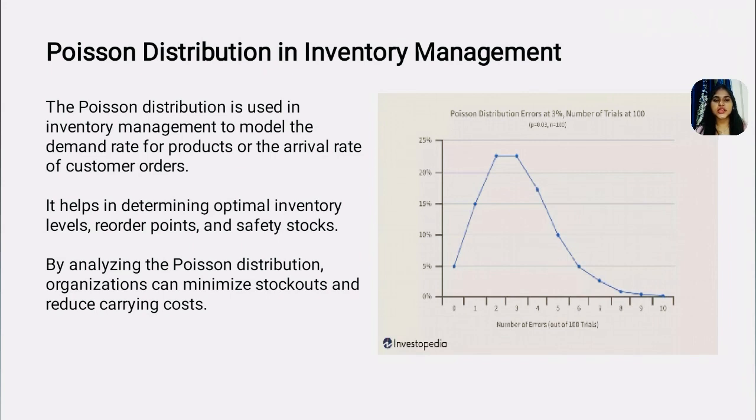Poisson distribution in inventory management. The Poisson distribution is used in inventory management to model the demand rate for products or the arrival rate of customer orders. It helps in determining optimal inventory levels, reorder points, and safety stocks. By analyzing the Poisson distribution, organizations can minimize stockouts and reduce carrying costs.